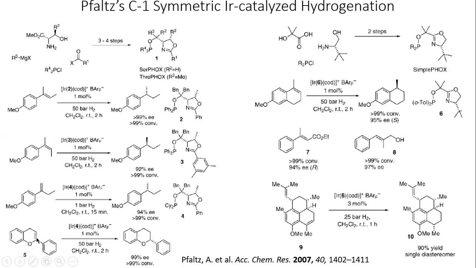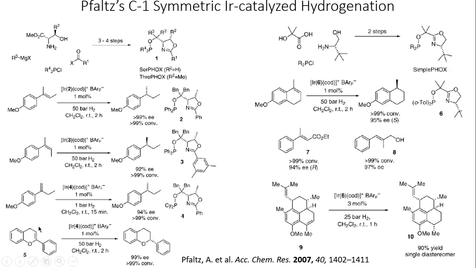And then right here, you can see the cyclic alkenes are also able to be hydrogenated. And not only is it cyclic, but it's also heterocyclic because you have oxygen in the ring, and 1 mole% catalyst, which is excellent. Again, the lower you can get the catalyst loading, the more preferable it is, as opposed to something above 1%. Or let me say 1 to 10% is good. Anything above 10%, it's not that it's bad, but the lower the catalyst loading, the better.